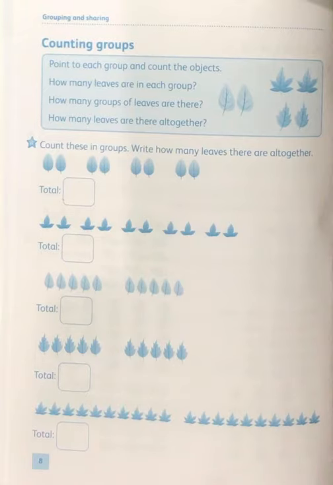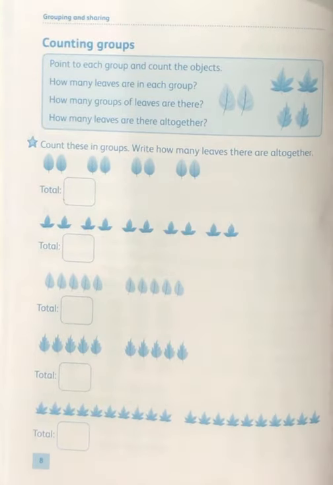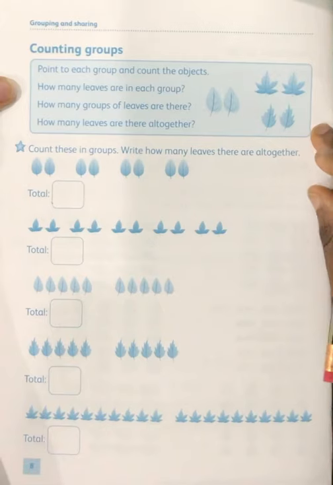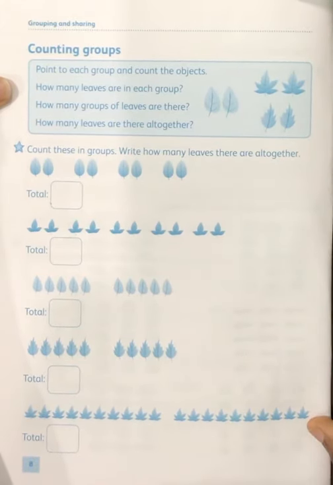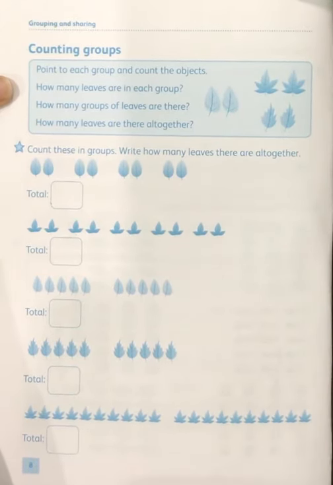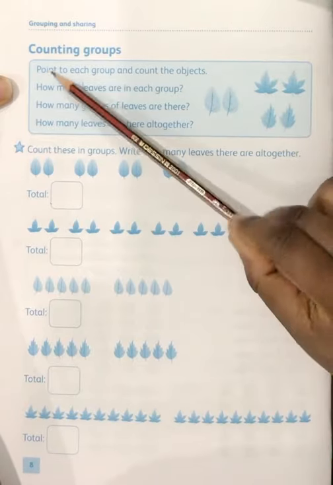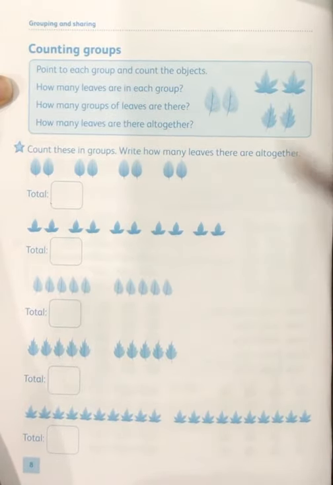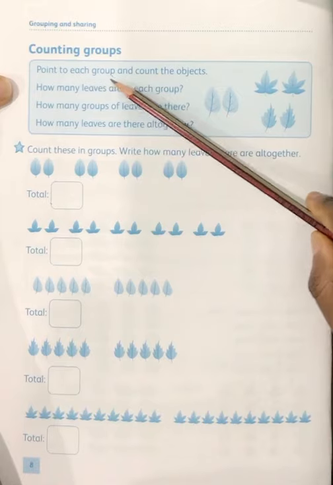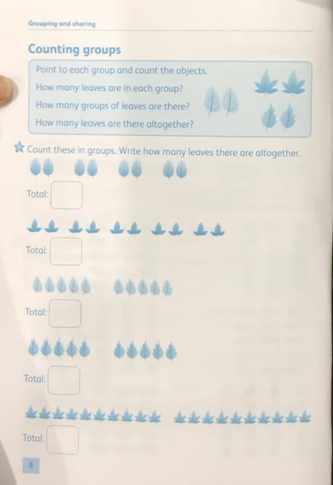Okay, kids, we are back again with addition. Now we have the exercise in your book. I'm going to show you how to do one or two, and you have to complete the rest by yourself. It says counting groups. Now listen, point to each group and count the objects.